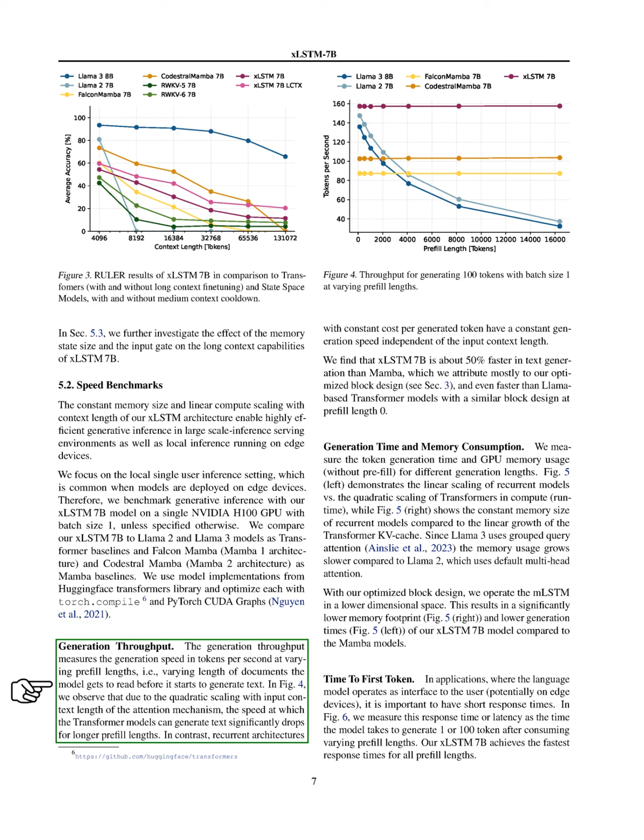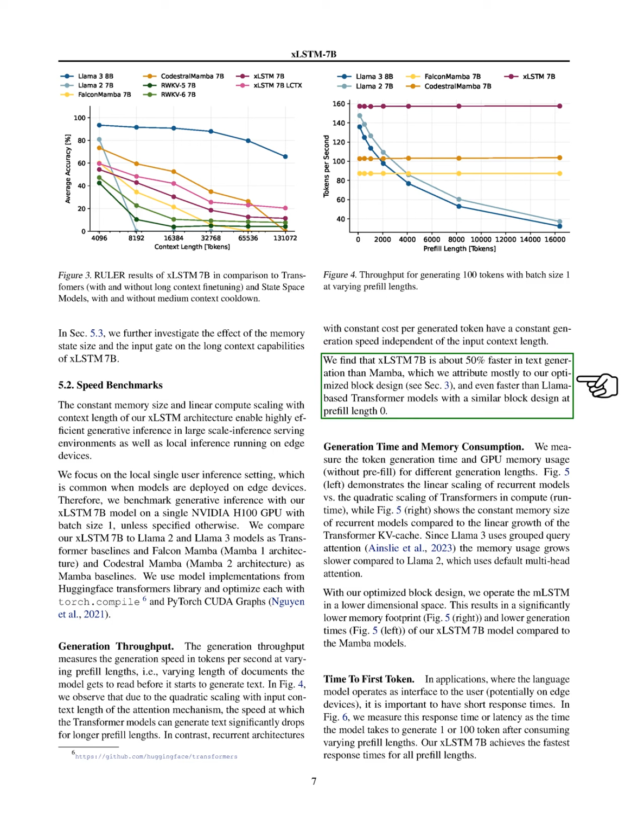For generation throughput, we measure the speed of text generation in tokens per second at different prefill lengths. Our observations reveal that transformer models experience a significant drop in generation speed with longer prefill lengths due to the quadratic scaling of their attention mechanism. In contrast, recurrent architectures like xLSTM-7B maintain a constant generation speed regardless of input context length. We find that xLSTM-7B is approximately 50% faster in text generation than Mamba, primarily due to our optimized block design, and it outperforms Llama-based models at a prefill length of 0.